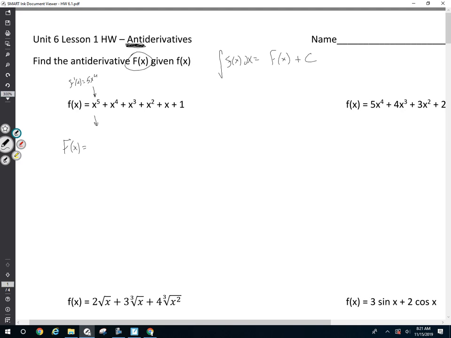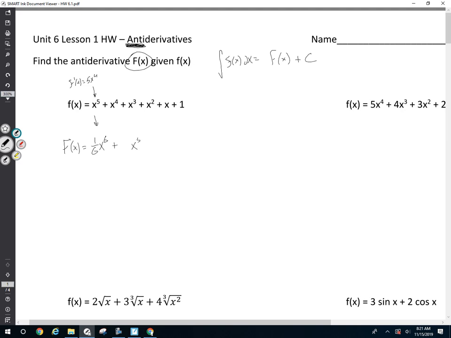But from x to the 5th, I would have to add 1 to get x to the 6th and multiply by the reciprocal, giving us a 1/6. You can always check by taking the derivative. The derivative of 1/6 x to the 6th would be, okay, 6 would come down, multiply by the 1/6. That's just 1, x to the 5th. Okay, that's good. The rest are the same.